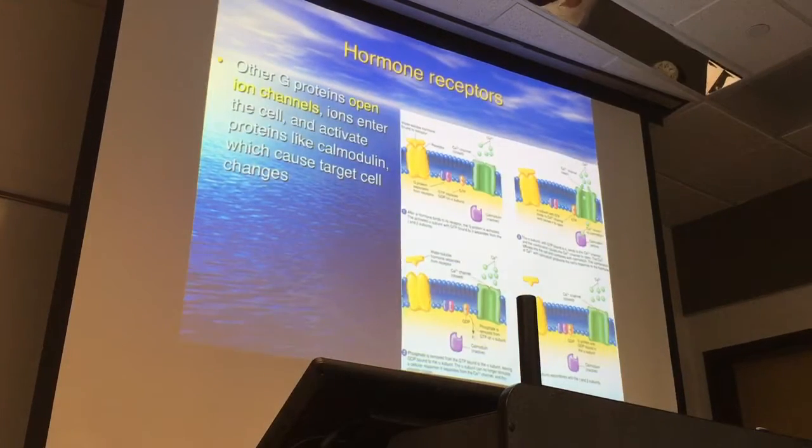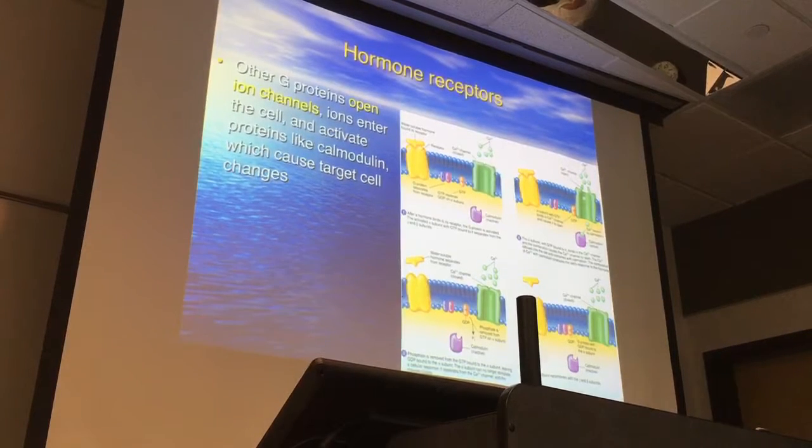What's next? Oh, sometimes G proteins open ion channels. So here's a closed ion channel, what is it, a calcium channel in this case? And the hormone binds the receptor. We're going to activate and use a G protein. The G protein's going to bind to the channel, open it, ions come in. Now, we know it's going to change the membrane potential, but that's not what we're trying to get. We're trying to get the calcium ions in, so they bind calmodulin, and calmodulin is going to produce the response.